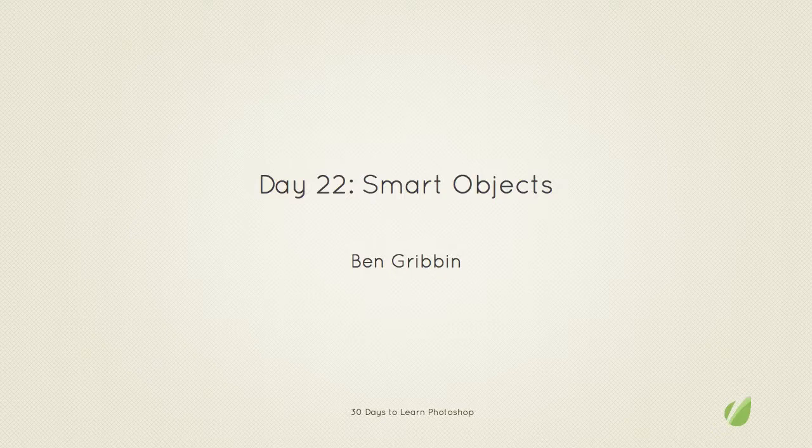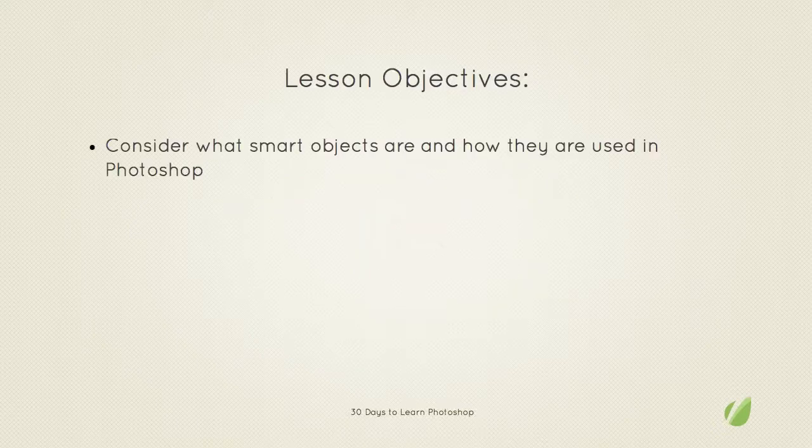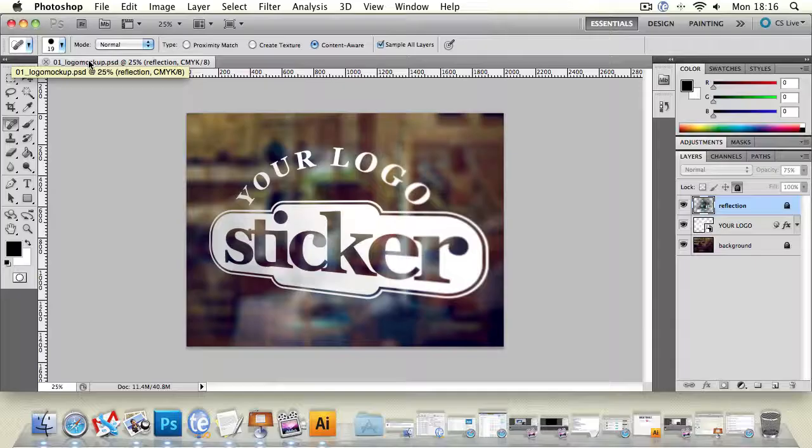My name is Ben Gribbin, and in today's lesson we're going to consider what smart objects are and how they are used in Photoshop. So let's go ahead and switch over to Photoshop. We're going to demo what a smart object is first and how they are used, because they are quite impressive. So this here just appears like a window which has a smart object, a sticker, applied to it.